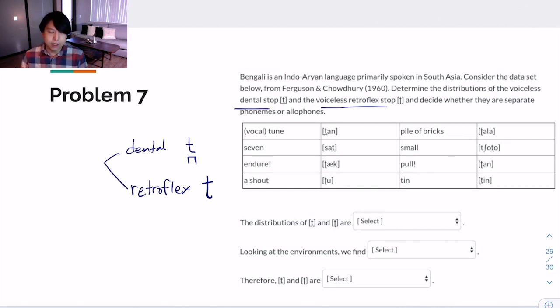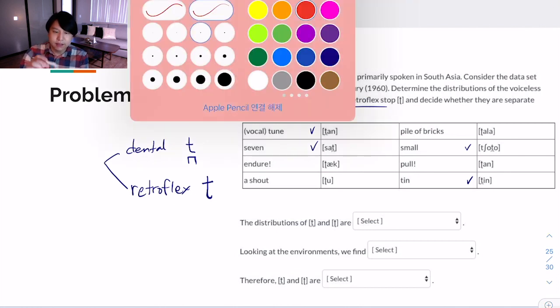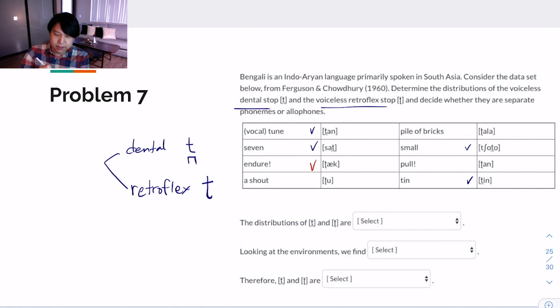Both kind of correspond to the T sound in English, and the problem is looking for the distribution of these two T's, and wants to see if they are two different phonemes or two different allophones of a single phoneme. Okay, so we can see that this dental T exists in these words, and the retroflex stop exists in these other words.